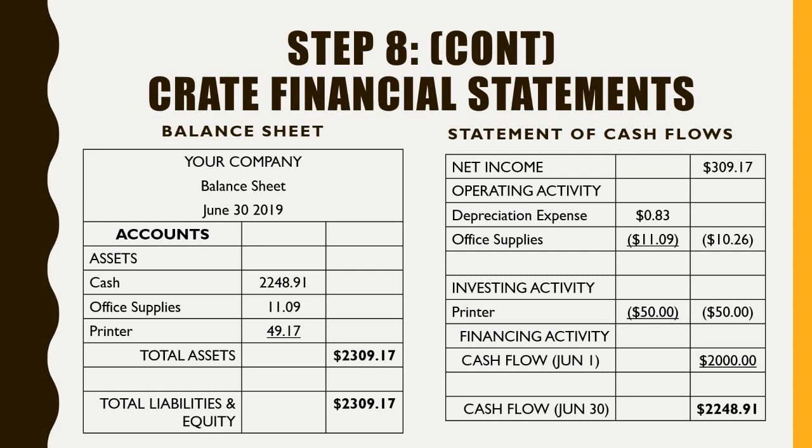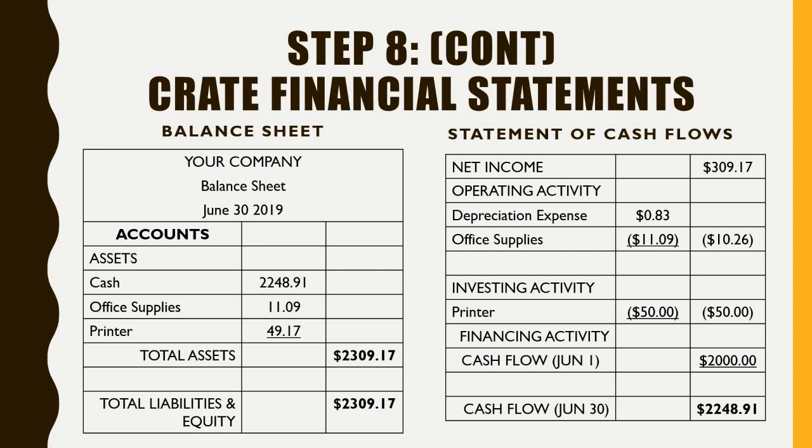So in this case, I should have $2,248.91, and if I look at my balance sheet, that is exactly the same amount of cash I have available. As you can see, every single financial statement is going to build upon each other. You need to complete one in order to complete the next one, because they are components of each other.